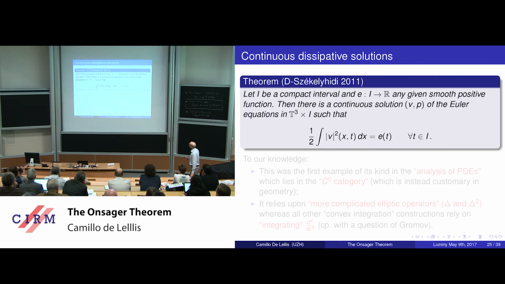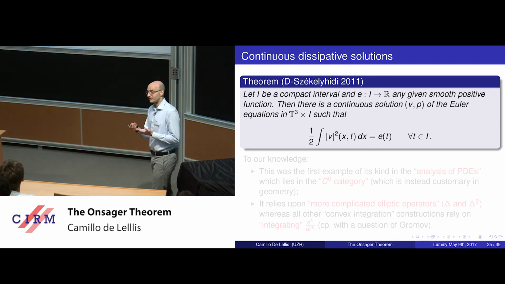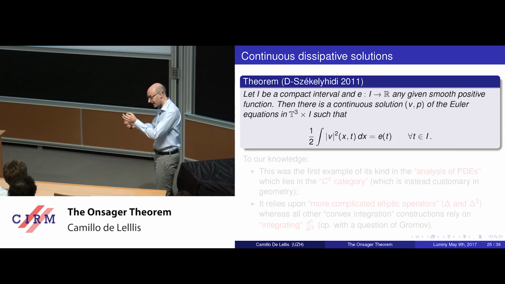So in 2011, we proved that our L infinity construction, well, not really our L infinity construction, because in the end the proof looks much different, but we proved that a kind of h-principle can be carried out in the framework of continuous solutions. This is the theorem that we proved: you give us the energy profile that you want, and we can produce continuous weak solutions which have that energy profile. Particularly if the energy is going down, we can produce continuous weak solutions with dissipating energy.